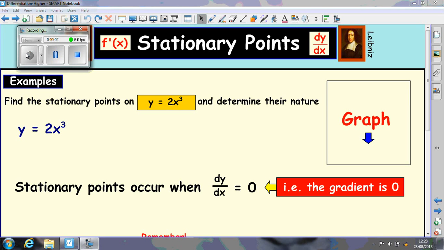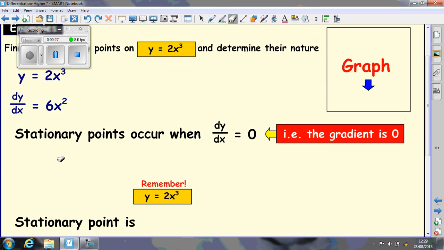In this example, we're going to look at how to find the stationary points on y equals 2x cubed and determine their nature, whether they're a minimum turning point, maximum, or rising or falling points of inflection. Firstly, what you do is you differentiate to get 6x squared, multiply down and reduce by 1, and then make your statement: stationary points occur when the derivative or the gradient is equal to 0.